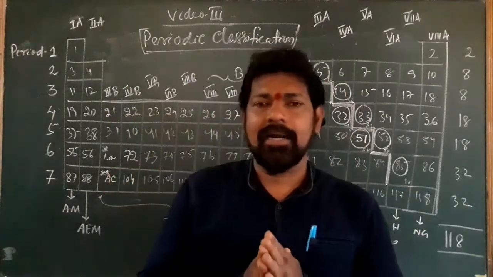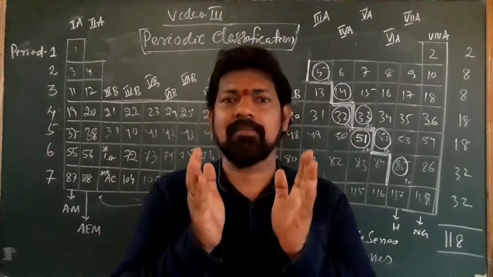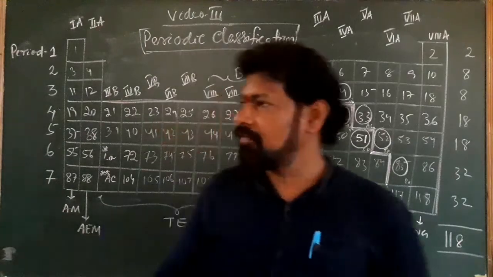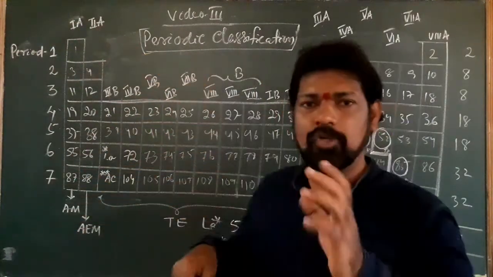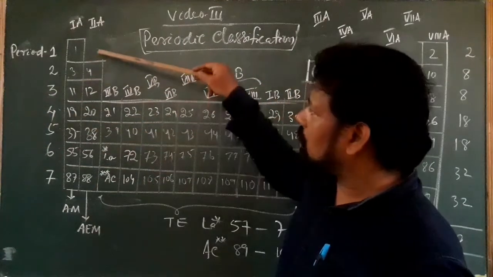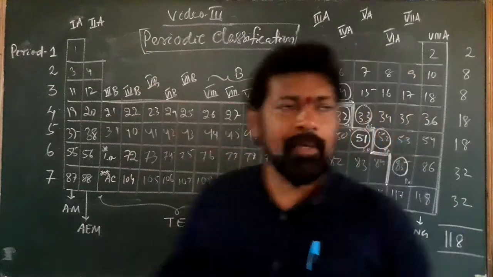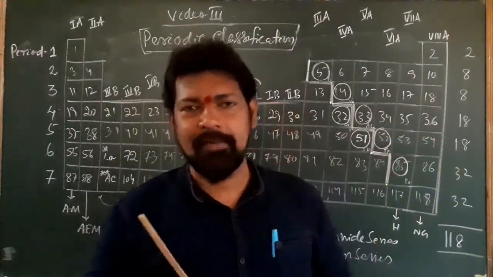Although all these elements have different properties, in some other aspects they have similar properties. So taking the similar properties into account, we have created groups like this 1A group. All the elements of the 1A group have some similar properties, and all the elements of the 2A group have similar properties. Similarly 3B, 4B up to 8A. These groups of elements have some sort of similar properties.